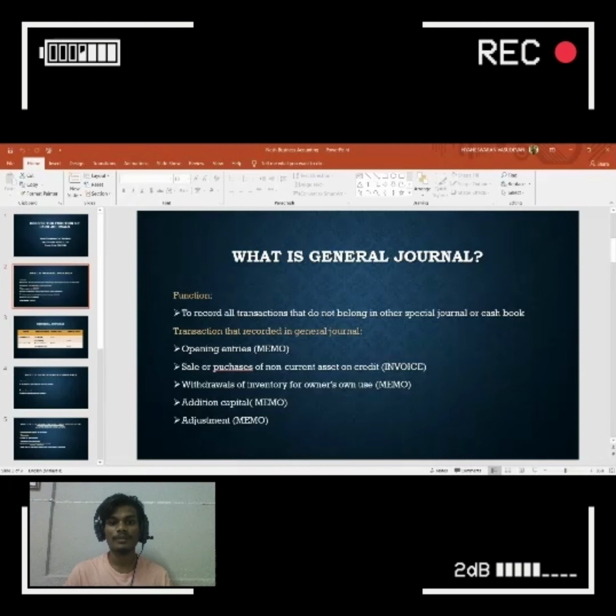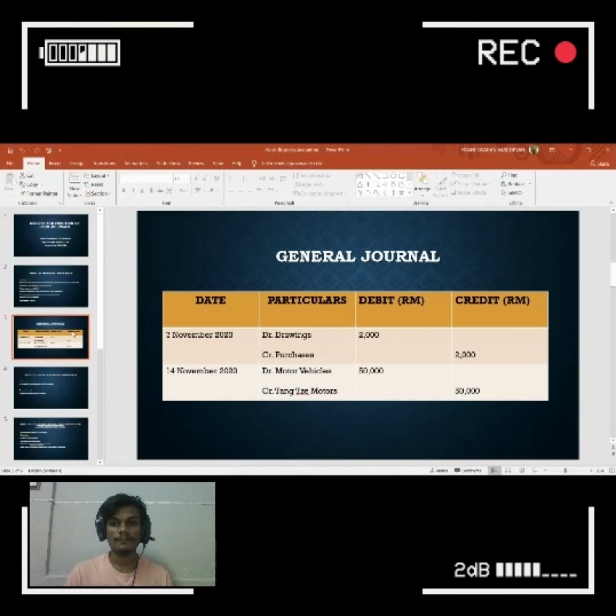So this transaction should be recorded in general journal. Next, we will see a sample of general journal. So what we can see from here is general journal must have at least two accounts, which is debit and credit. So all the transactions should be written under debit and credit.